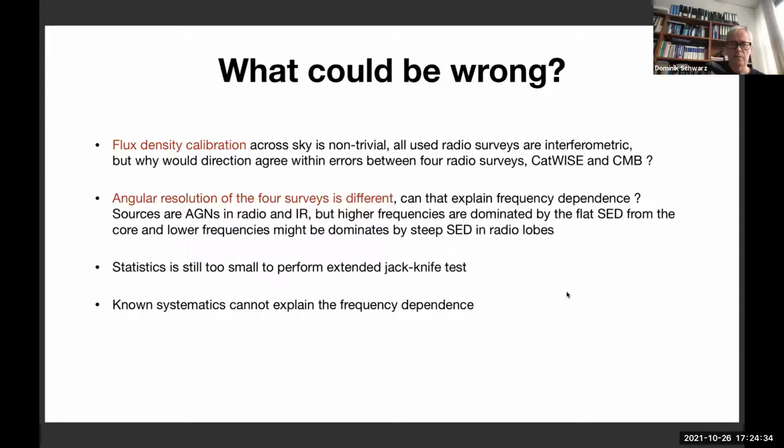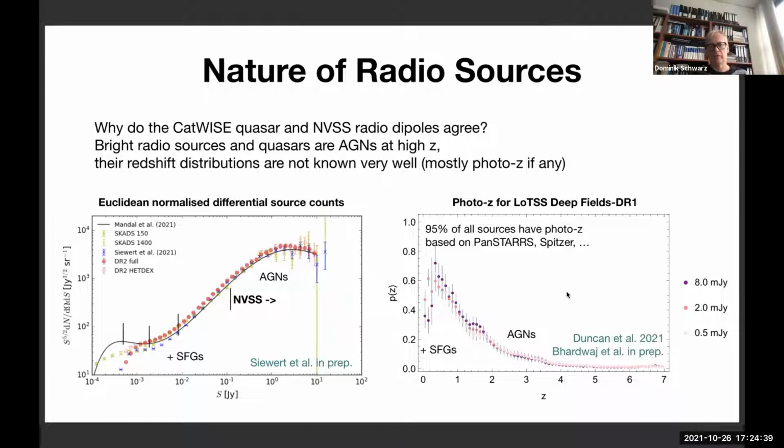So what do we know about the nature of these radio sources? Here on the left, I show you the differential source counts, normalized to a Euclidean universe, from LOFAR surveys. These red points are the differential source counts of the data release 2 of the LOFAR two-meter sky survey that is currently under preparation. The black line comes from the LOFAR deep fields, which is already published.